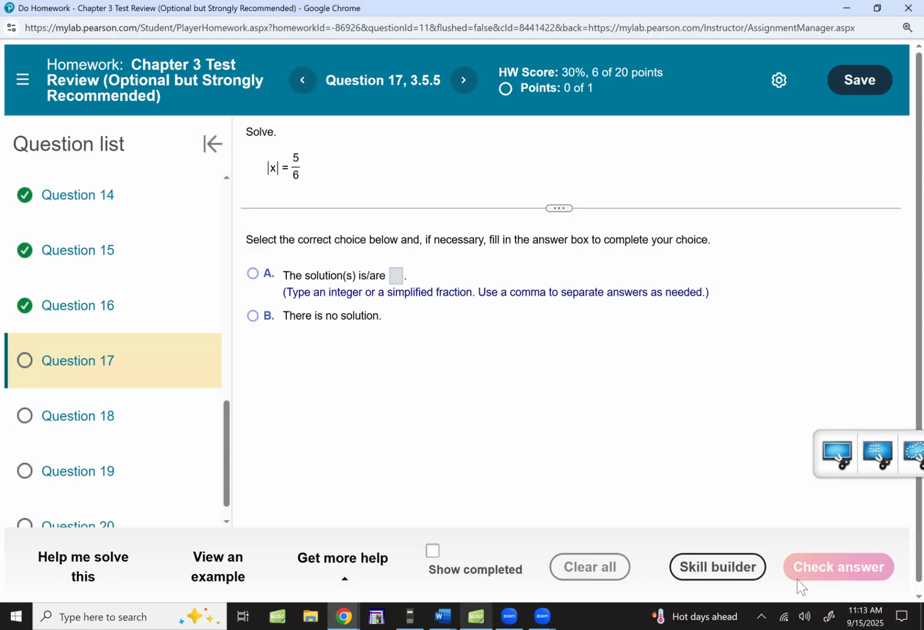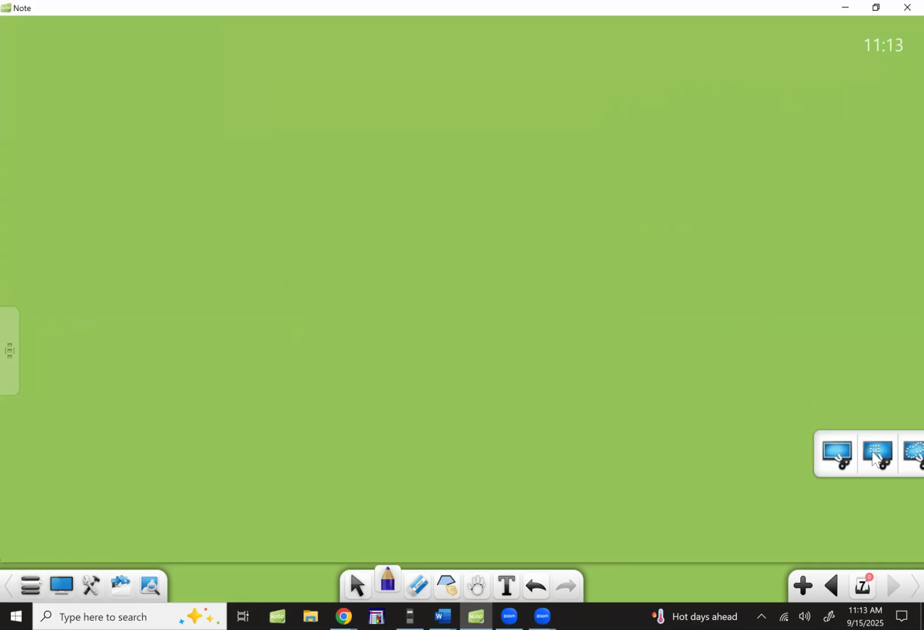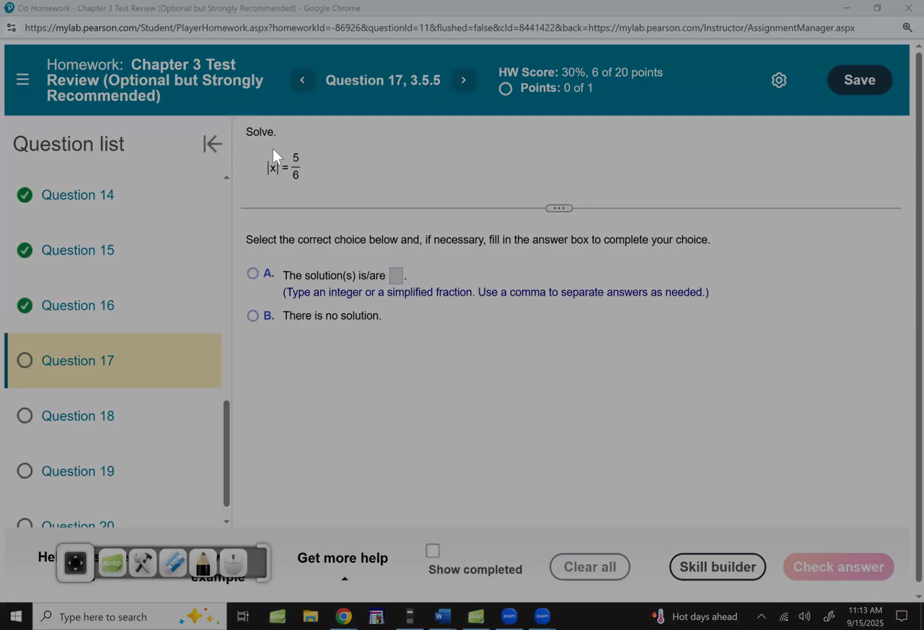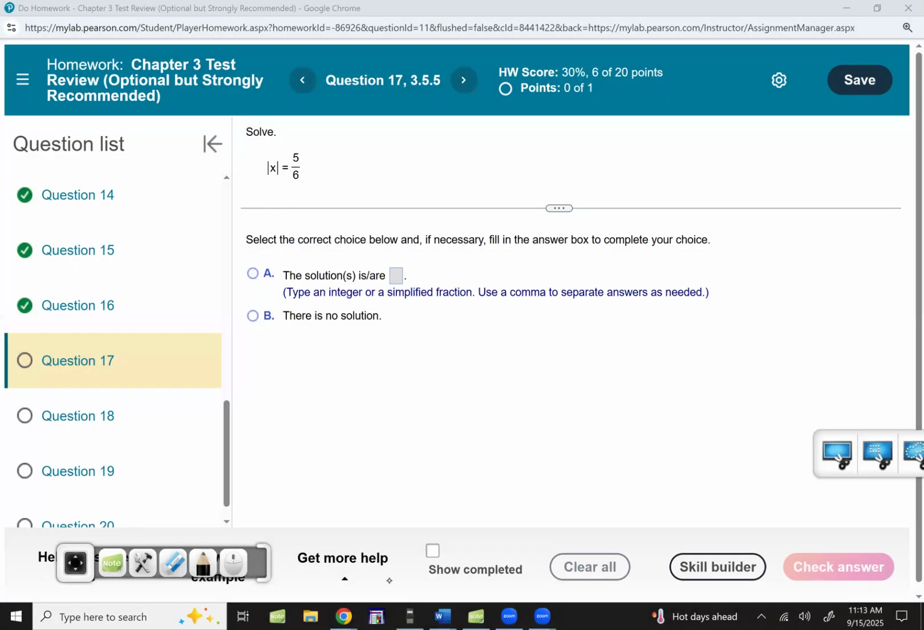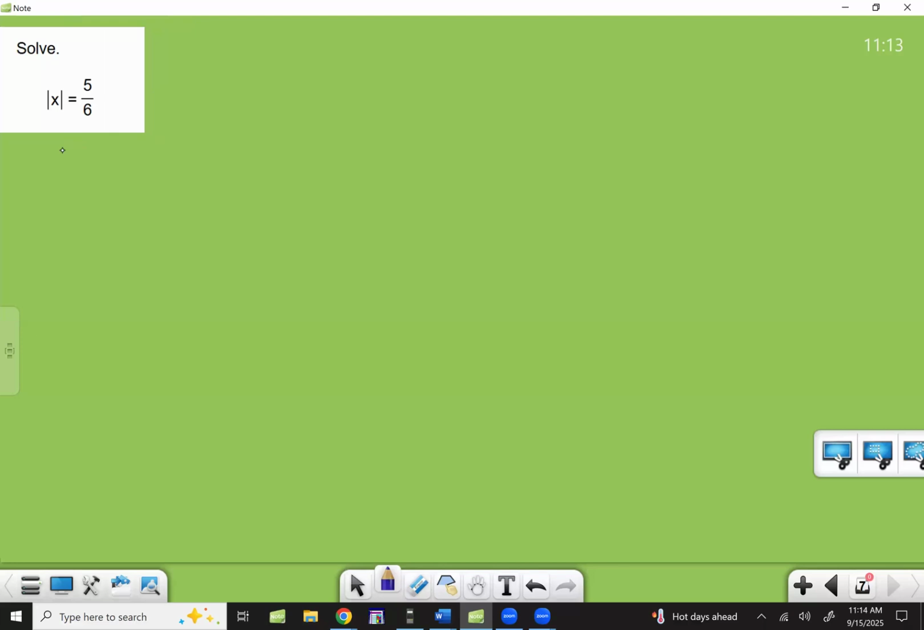Okay, it looks like we're on to an absolute value and a pretty nice one. So remember with absolute values, you always do your 2 cases, right? One case is going to be x equals 5/6. And the other case is going to be x equals negative 5/6. And technically we're done. These are going to be your answers. But make sure that you understand why.